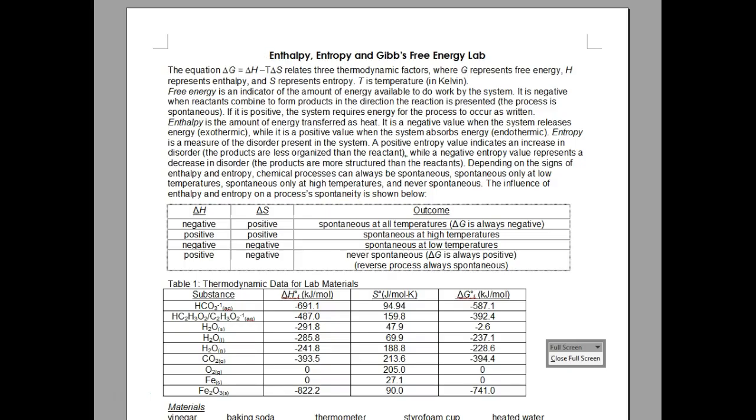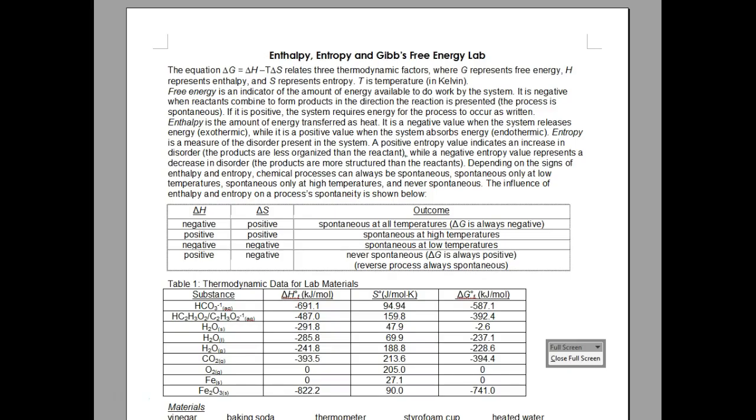And then entropy is disorder or chaos, randomness. If you have an increase in disorder, then you have a positive entropy value. And if you have a decrease in disorder, let's say you go from a gas to a liquid, you become more organized, or you make fewer moles of a liquid or fewer moles of a solid, then you would have a negative value for entropy.